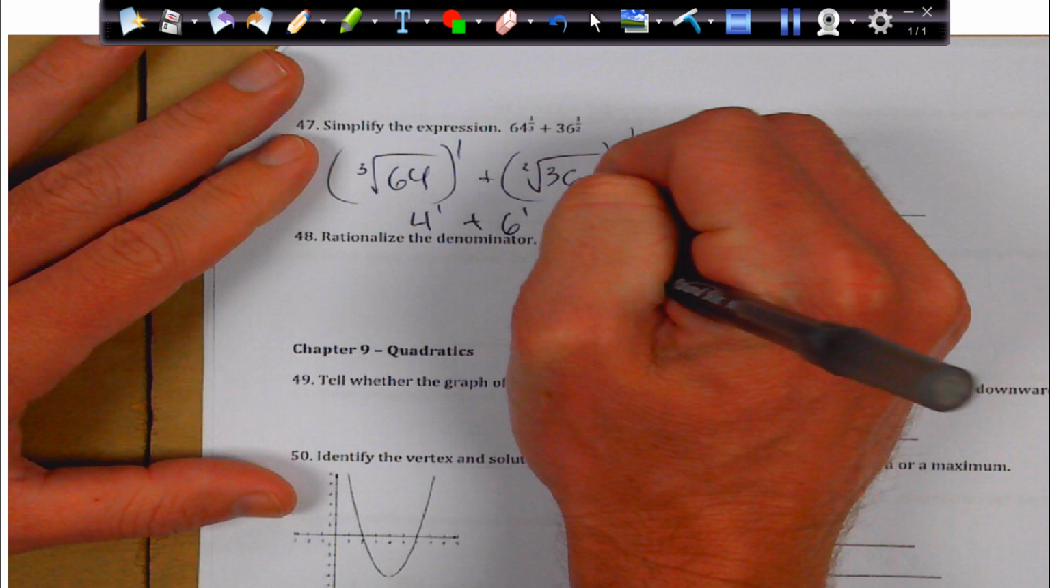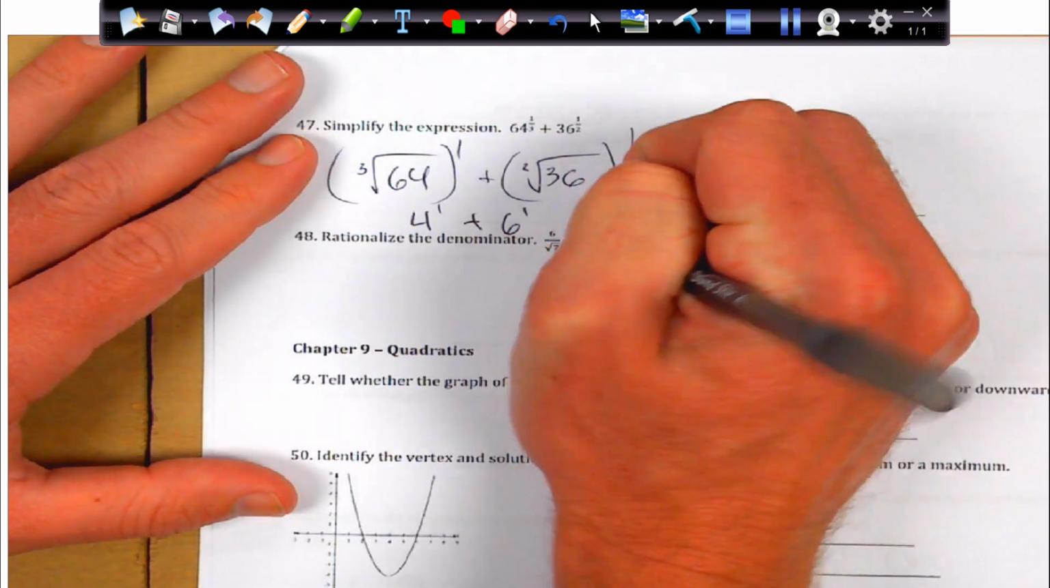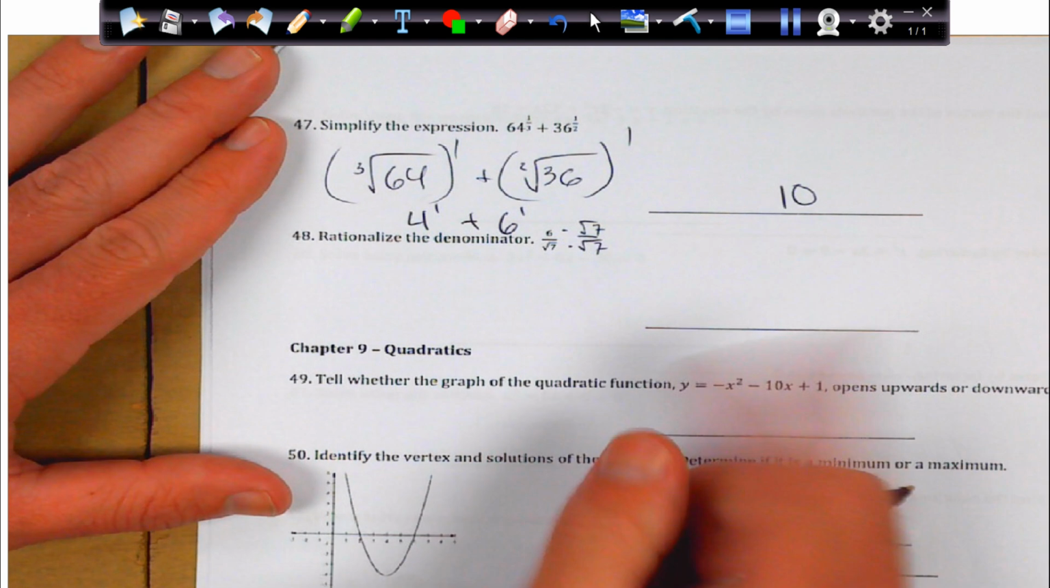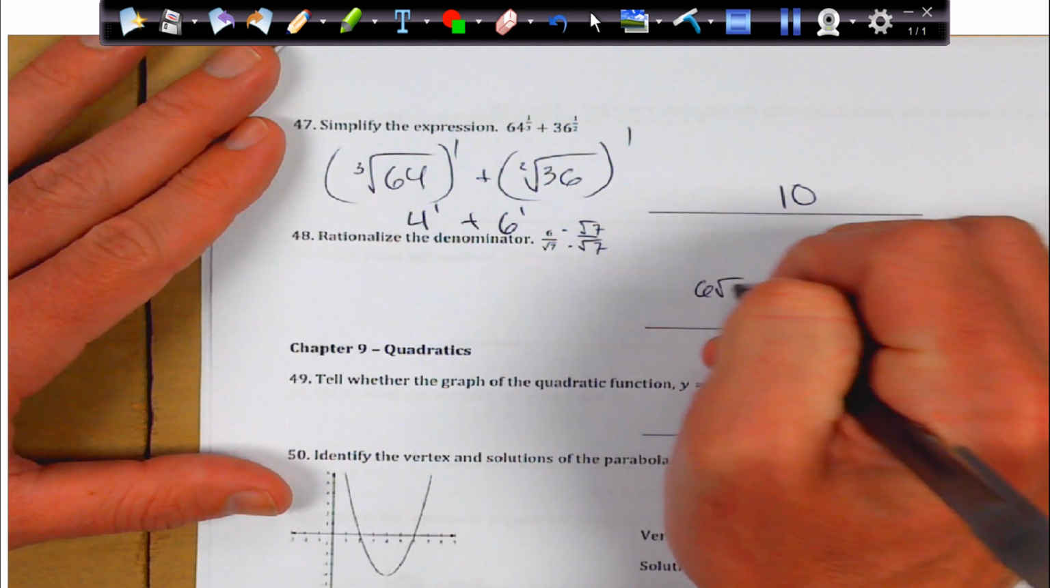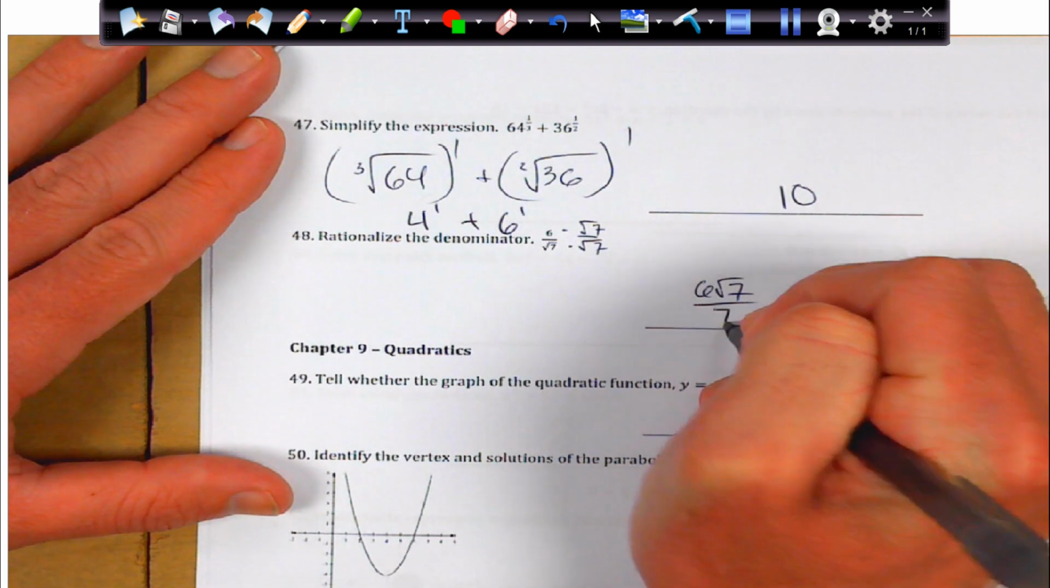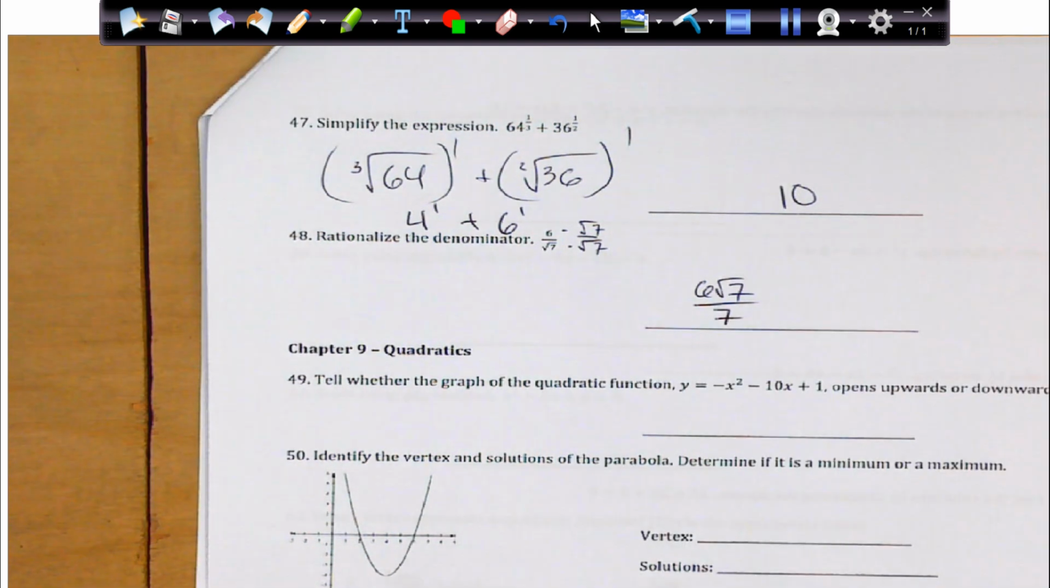Rationalizing, we just multiply top and bottom by rad 7. We can't have a radical in the denominator. Now rad 7 over rad 7 is just 1, so we're going to get 6 rad 7 over, and then rad 7 times rad 7 is just the number 7. Any radical times itself just becomes the number without the radical.